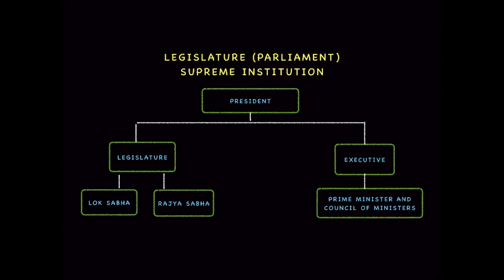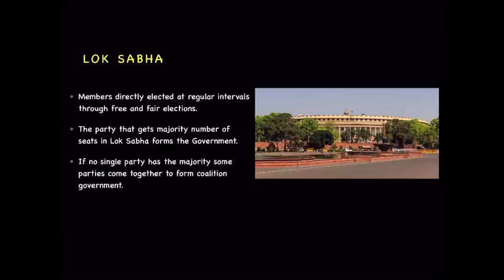Let's move on to Lok Sabha. Lok Sabha members are directly elected through regular, free and fair elections. The party that gets majority number of seats, which gets more than 50% or more number of seats in the Lok Sabha, forms the government. If there is no single party who has the majority, some parties can come together to form something called the coalition government. The leader of majority party in Lok Sabha becomes Prime Minister.